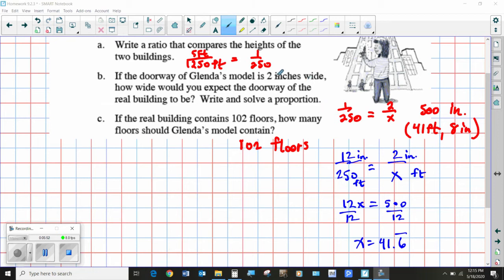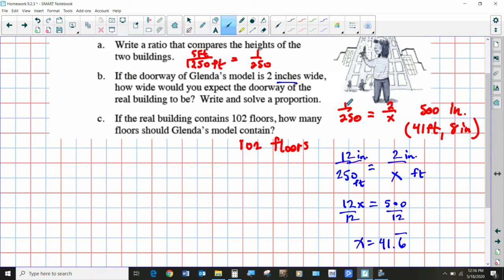It seemed odd because this is feet, right? 1 foot in her scale model corresponds to 250 feet in real life. And this was in inches, not in feet. But it turns out it works out just the same because when you're doing proportional reasoning, you don't have to worry about the units of measurement, although you do want the ones in the top and the bottom matching.